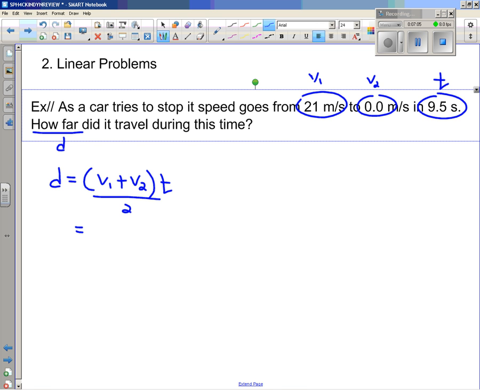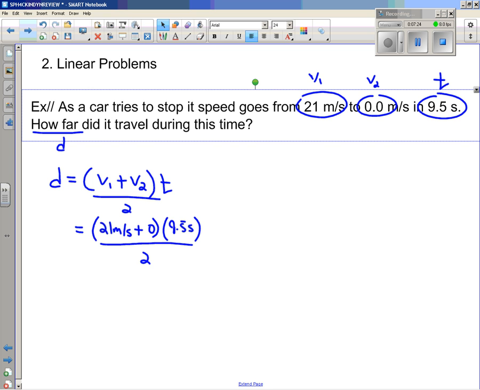On the exam, I expect you to show the formula. I expect you to sub into the formula, and then I just look for your final answer. So V1 is 21 meters per second. V2 is 0 meters per second. The time it takes is 9.5 seconds, and we're putting that all over 2. Then you go to your calculator and you just type that in. 21, I don't need to type in plus 0. It's going to be 21 times 9.5 divided by 2 equals, and it gives me 99.75 meters, which I can round to 2 digits, which is going to end up being 100 meters.